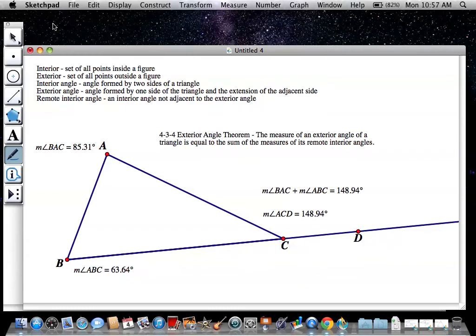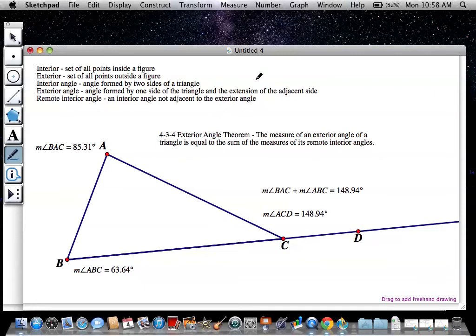So a few definitions here. The interior of a polygon or an object is the set of all points inside a figure. The exterior is the set of all points outside the figure. An interior angle is an angle formed by two sides of a triangle, or another figure, but in this case we're talking about triangles. The exterior angle is an angle formed by one side of the triangle and the extension of the adjacent side. And then a remote interior angle is an interior angle not adjacent to the exterior angle.